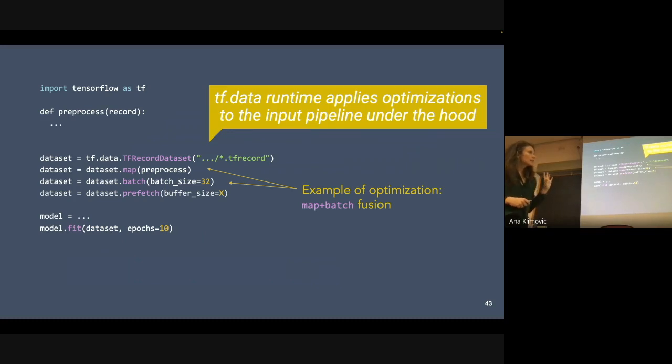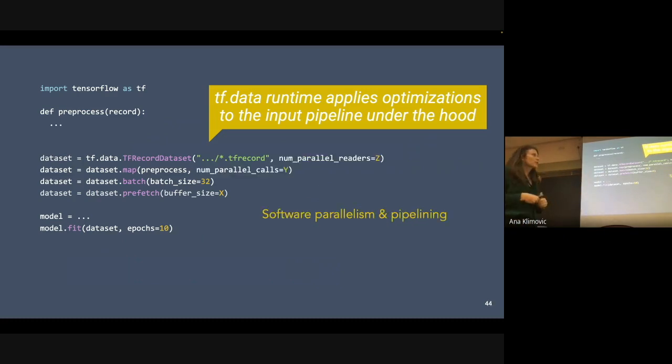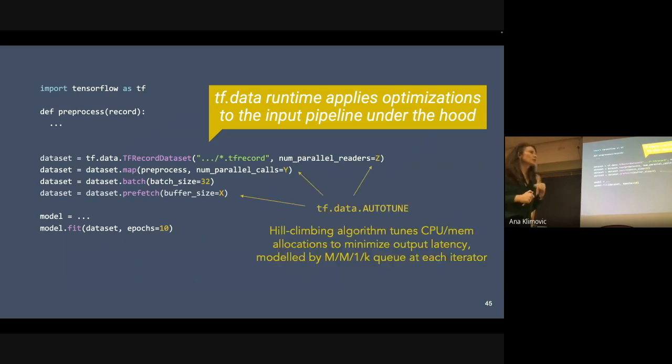Now, I mentioned that the runtime underneath the hood is implementing all kinds of optimizations. Some of these are static optimizations like graph fusion. So for example, this map and batch can be fused under the hood. And then another optimization is software pipelining and parallelism. So you can, as a user, specify how many readers you want, how many parallel threads you want for your map function. But it turns out this is a bit difficult for users to know exactly how to set these parameters. And so this is where it's useful to instead just use this constant tf.data AUTOTUNE.